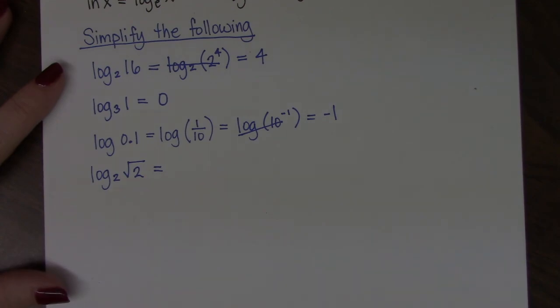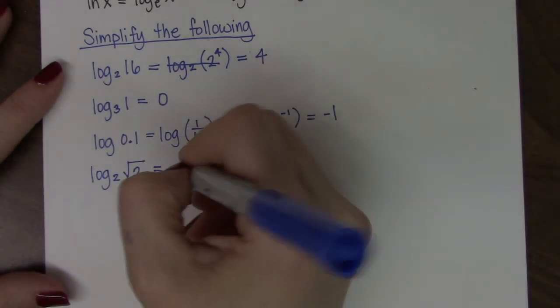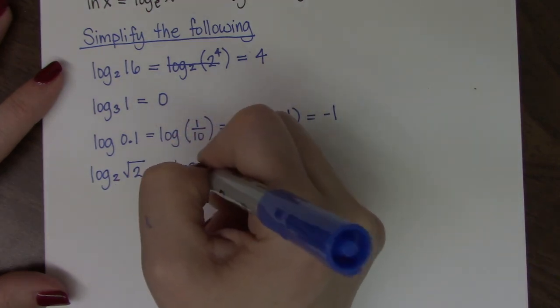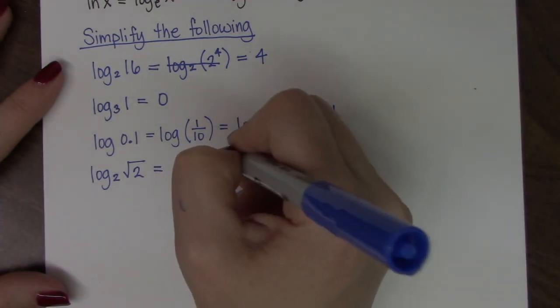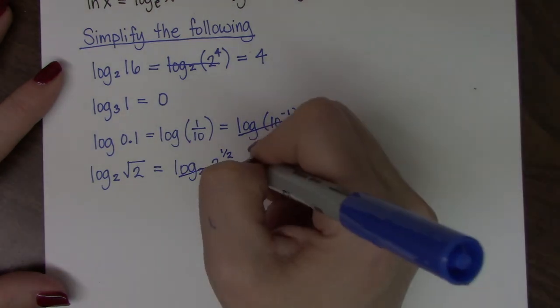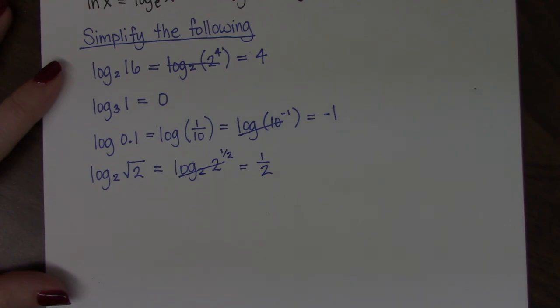So log base 2 of the square root of 2. So the base is 2, so we have to find some 2's in here. Fortunately, I see one, right? But I need it to be 2 raised to a power. So the square root of 2 can be written as 2 to the 1/2. So now log base 2 of 2 cancels, and my final answer is 1/2.